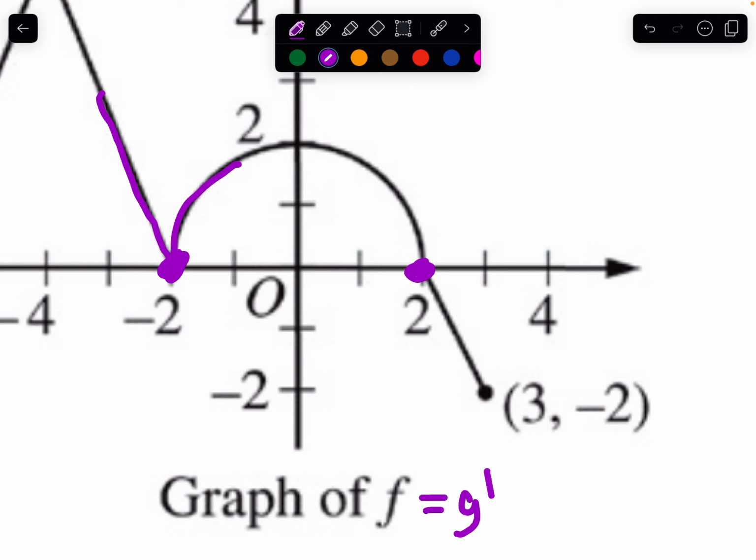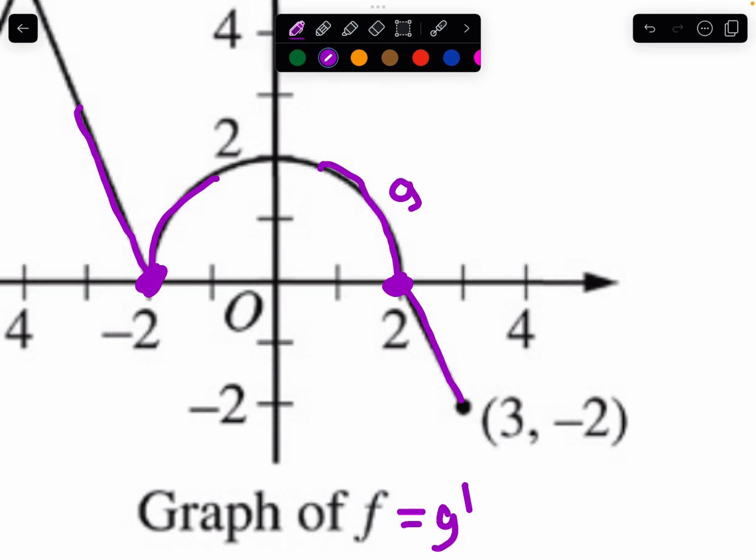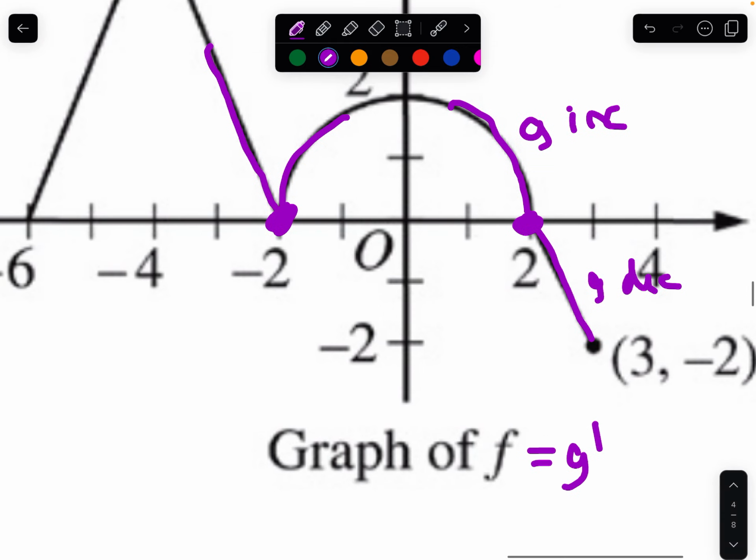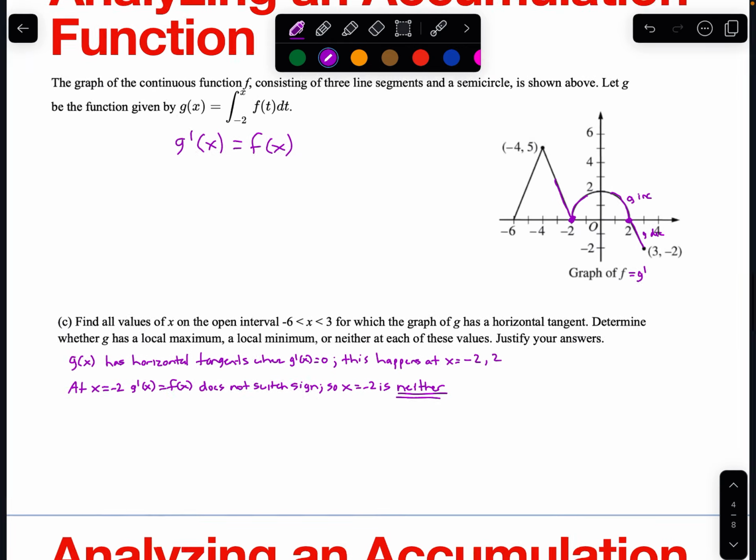Okay, g prime is equal to 0 at that instant. There's a horizontal tangent on the graph of g there. To the left of that point, g prime, which is this graph f, is above the x-axis. Then on the other side, it's below the x-axis. So here g prime is positive, which means that g is increasing. Here g prime is negative, which means that g is decreasing. If g switches from increasing to decreasing, picture that in your mind, that's going to be a local max.